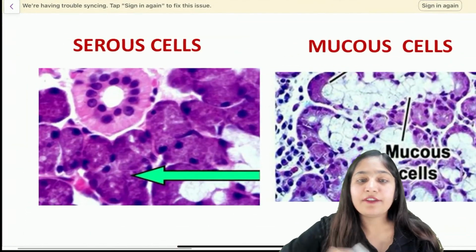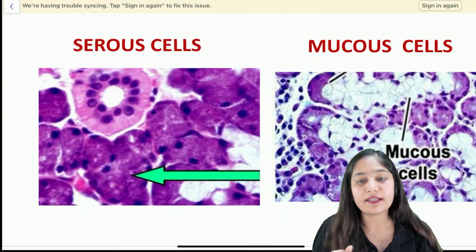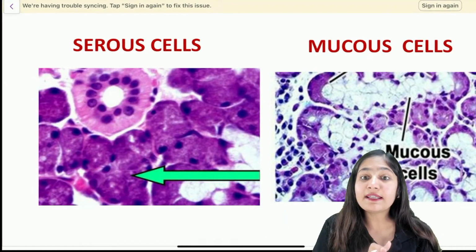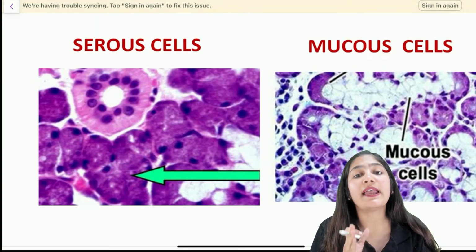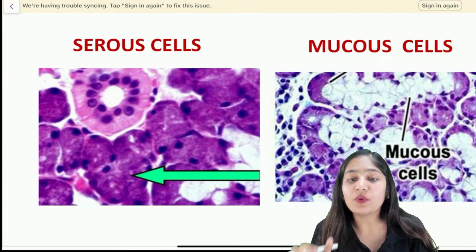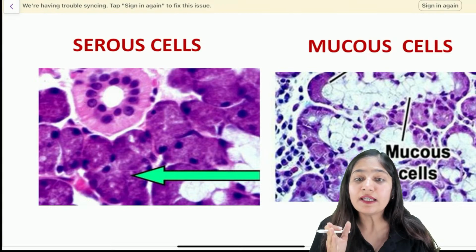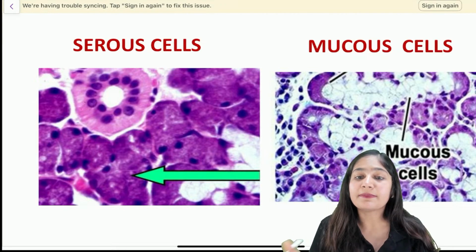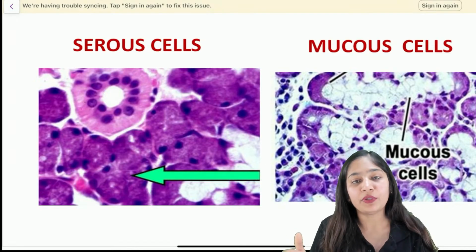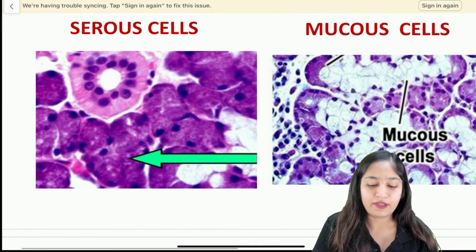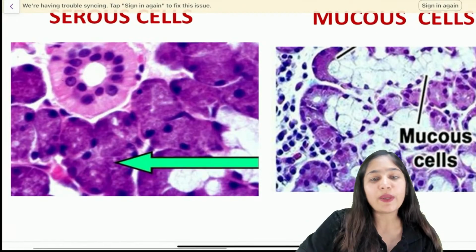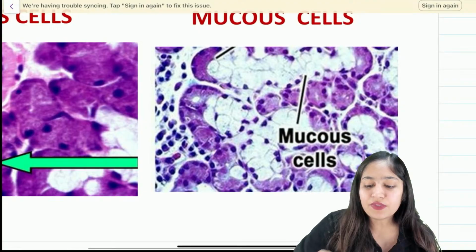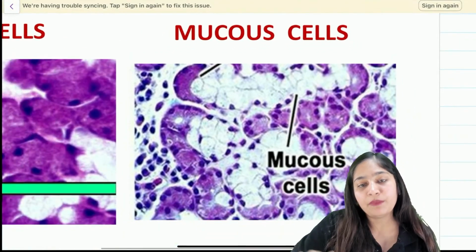Now the difference between serous cells and mucous cells. Can you differentiate based on the images? Serous cells will be darkly stained in an acini stained section while mucous cells will be clear or lightly stained. Mucous cells can be stained with PAS or Alcian blue stain. So don't get confused. Whenever you see a darkly stained acini, it is serous acini. And when you see a lightly stained acini, it is a mucous acini.